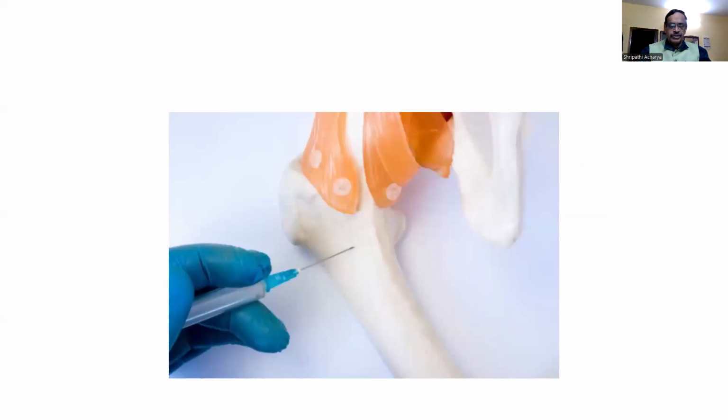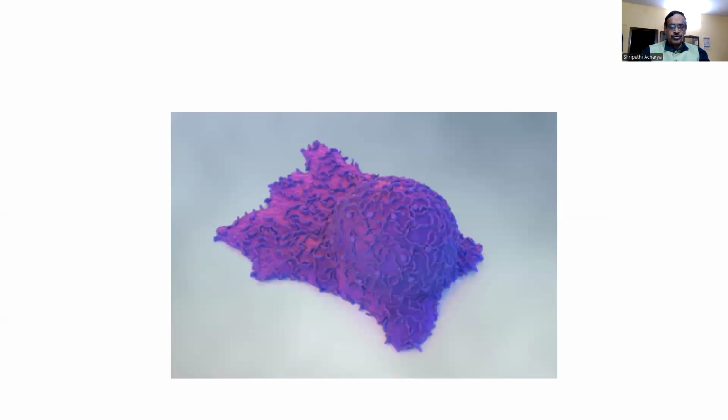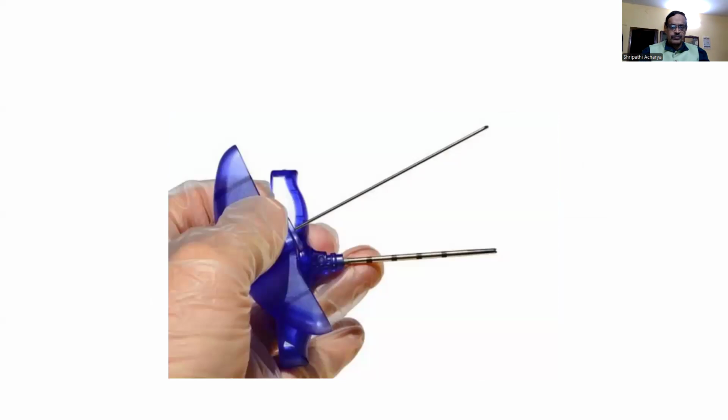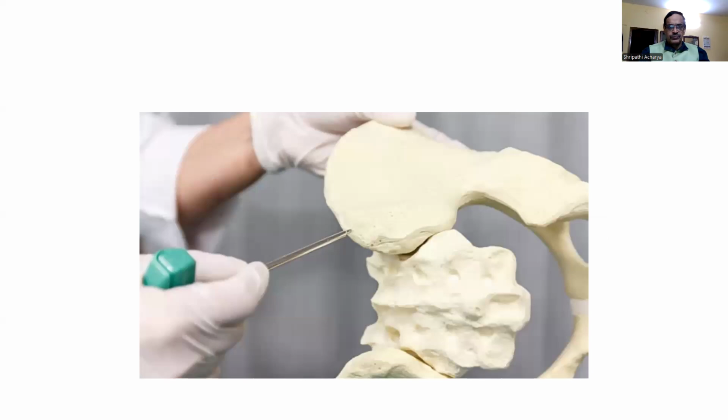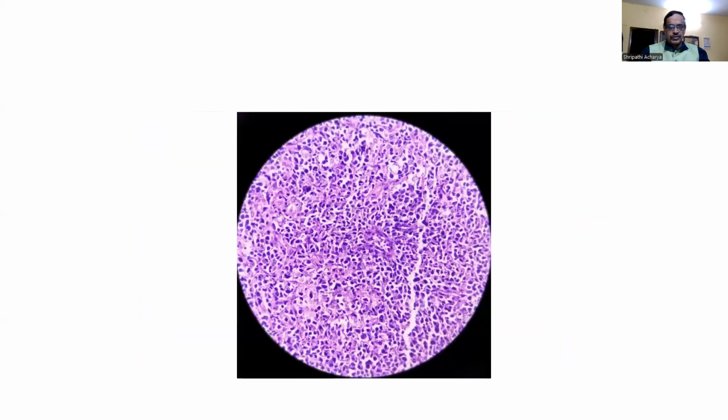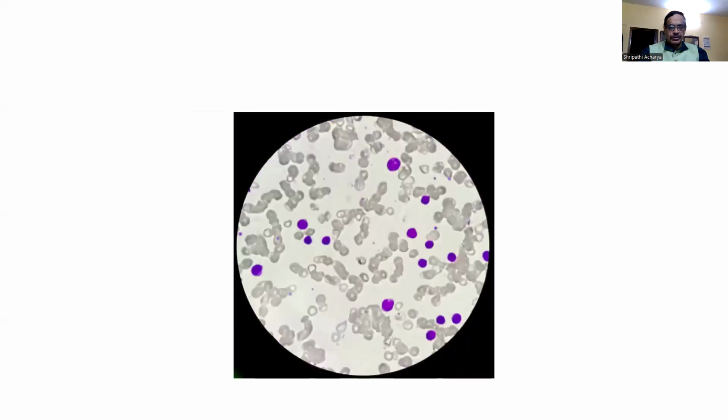Some of the pictures related to bone marrow study. You see the bone marrow, which is aspirated, under microscope. The needle, this is under microscope, just the same. This is the blood picture, yes. Peripheral smear.